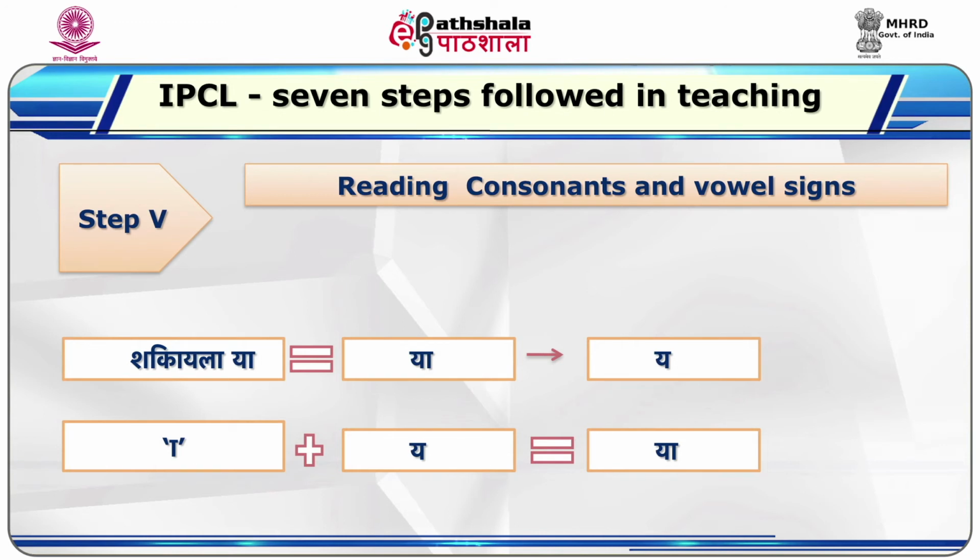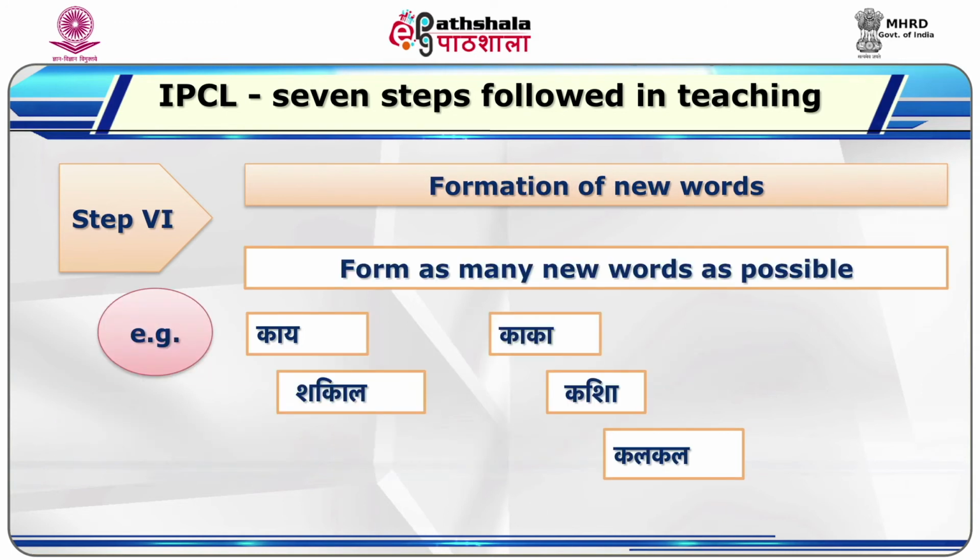In a similar way, the consonants and vowel signs in the word "Shikaila" are to be explained. Then the teacher comes down to the formation of new words using the same alphabets. For example, in this lesson, the new words are "Kai", meaning what, and "Shikal", meaning will learn. The next step, that is the 6th step, is formation of new words.